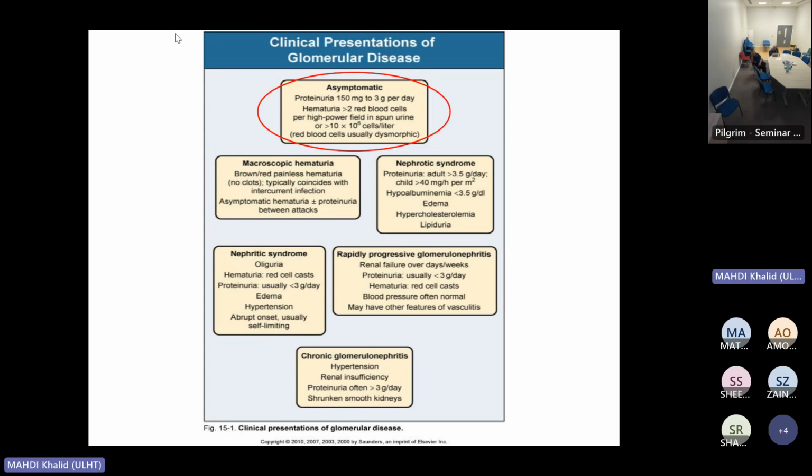Do they all have GN? They do not. Proteinuria is a common reason for referral to nephrology. It can be diabetes, hypertension, heart failure. There's a long list of things that can be linked to it. You need to be able to identify which one is more likely to be GN, which one isn't.